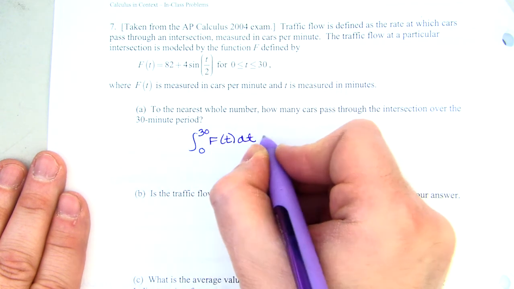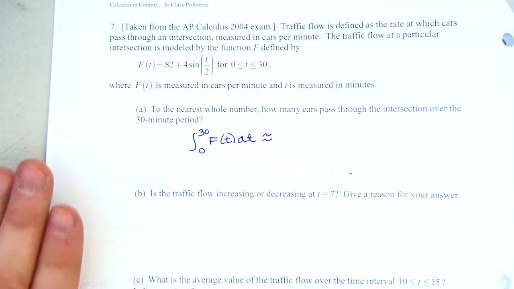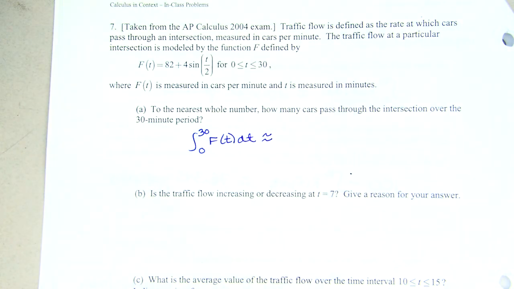And because of the directions, when we're done, we're going to round to the nearest whole number because we're talking about the number of cars. Nope, they won't. But since I'm going to round to the nearest whole number, I'm going to change it to approximately.